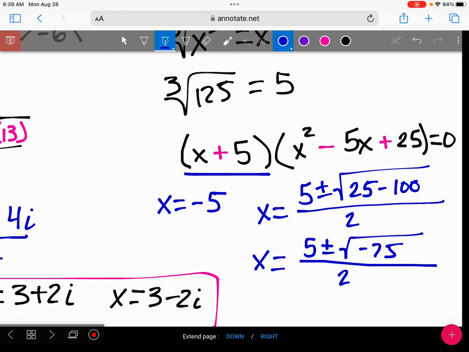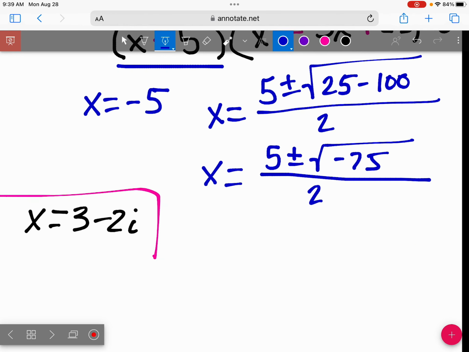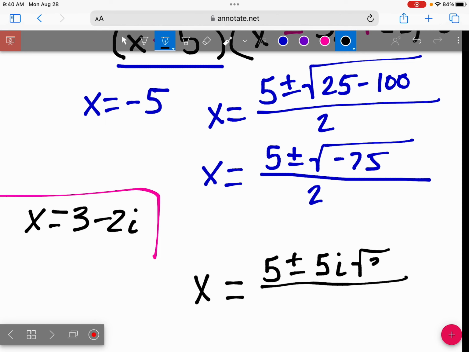Boom. Exactly right. So simplifying this, we have to find the perfect square inside of it. So our solution is going to be 5 plus or minus... How do we write the square root of negative 75 with no negatives under the radical? 5i square root of 3.